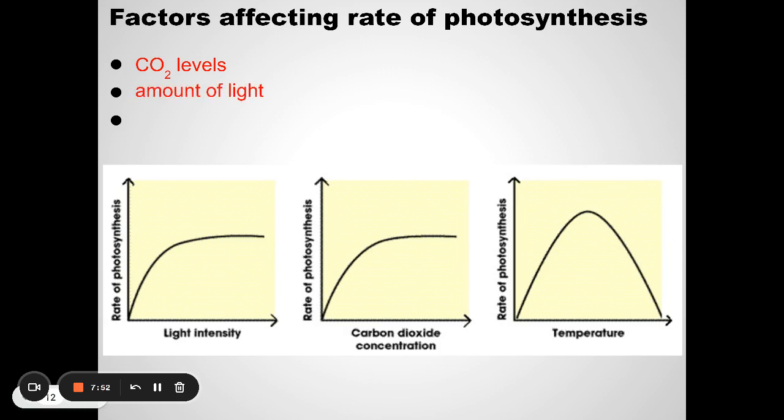The amount of light is also important. Obviously, with no light, you have no photosynthesis. If you increase the intensity of the light, you increase photosynthesis up to a point. And temperature. Temperature is also important. You can see here, photosynthesis works best at sort of a moderate temperature. If it's too low, photosynthesis rate is low. If it's too high, the photosynthesis rate is low. There are optimum temperatures depending on the plant.